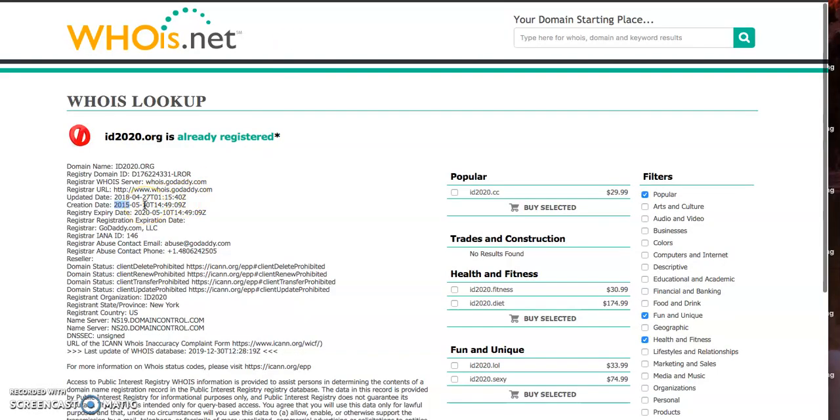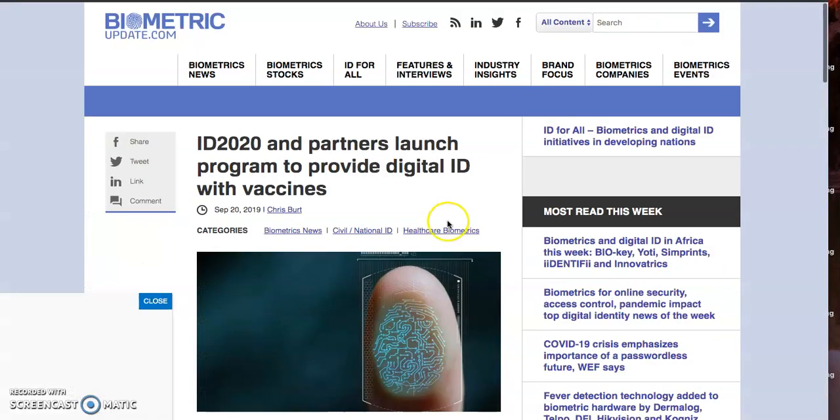The plan was that by 2020, everybody in the world, or most people in the world, or billions of people in the world are going to have what? Digital identity. When was it planned? 2015. Now, in the world today, we have a case called what? Coronavirus. And now, because of coronavirus, look at what is happening right now. ID 2020 and partners launch program to provide digital ID with vaccines.